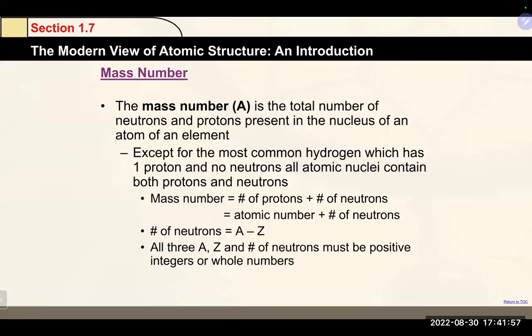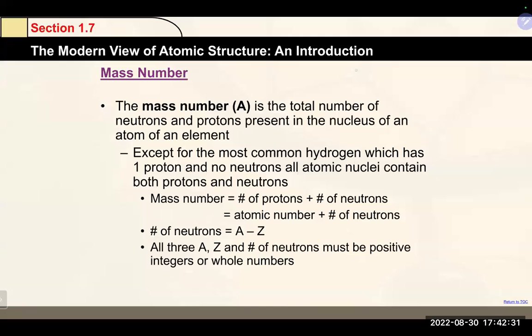Another really important number is the mass number, which is sometimes abbreviated as an A. The mass number is the number of protons and the number of neutrons that you find in the nucleus of an atom. So mass number is protons and neutrons. Except for hydrogen, which has only a proton and an electron, hydrogen does not have a neutron. Every other element will have protons, electrons, and neutrons.